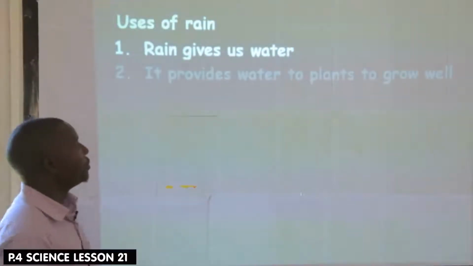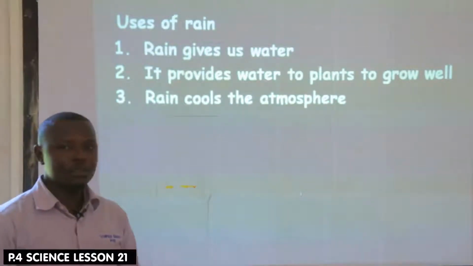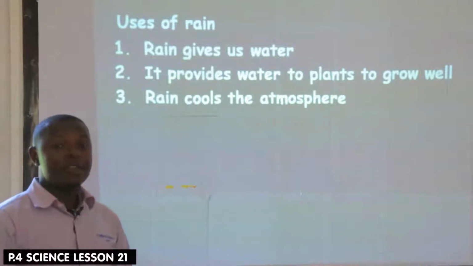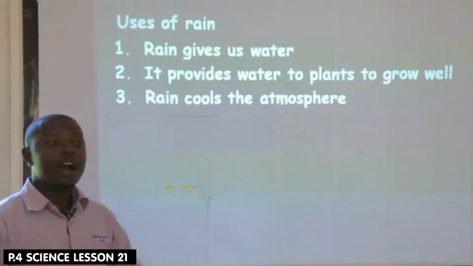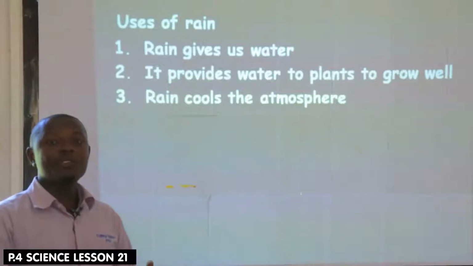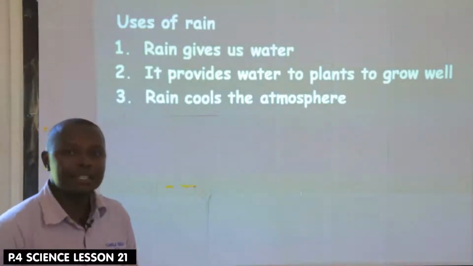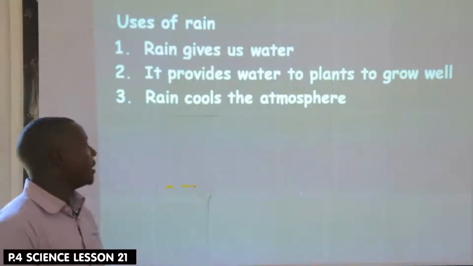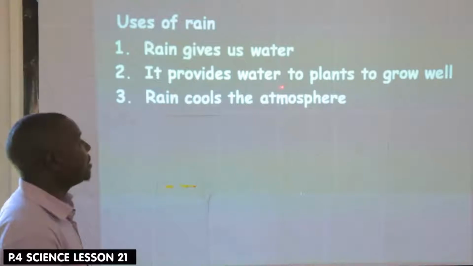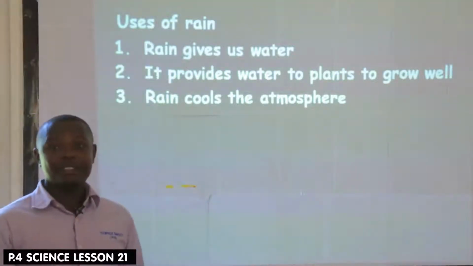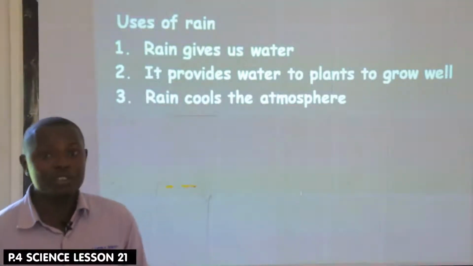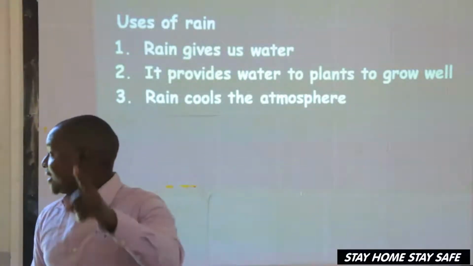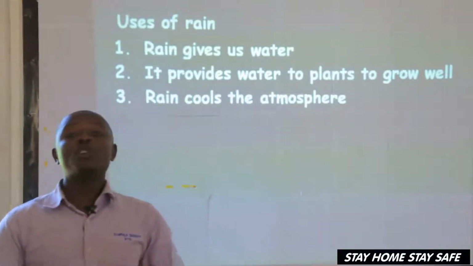How is rain useful? One, rain gives us water. Who knows that? And how do we harvest rainwater? We can use gutters, tanks, basins, jerry cans to harvest rainwater. Then another one, it provides water to plants to grow well. If there is water in the soil that has been brought up by rainfall, those crops will grow well.